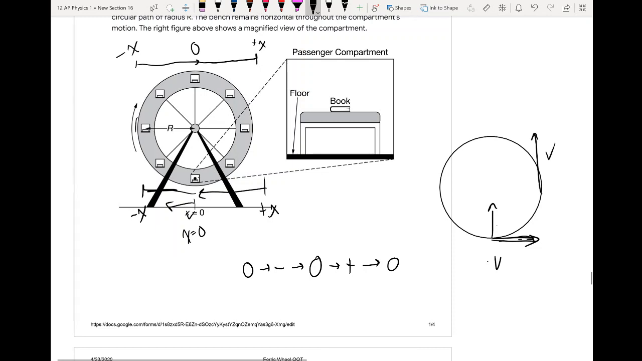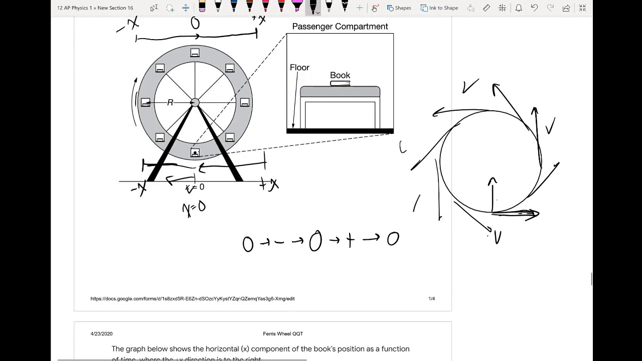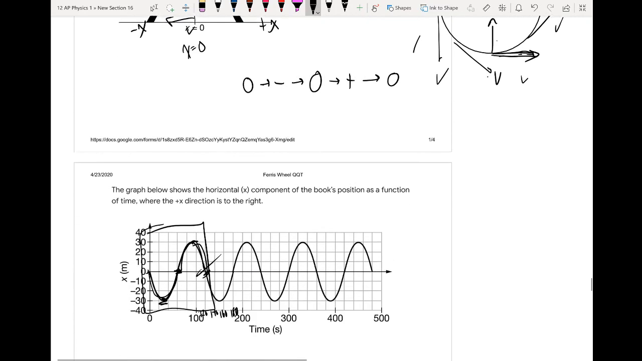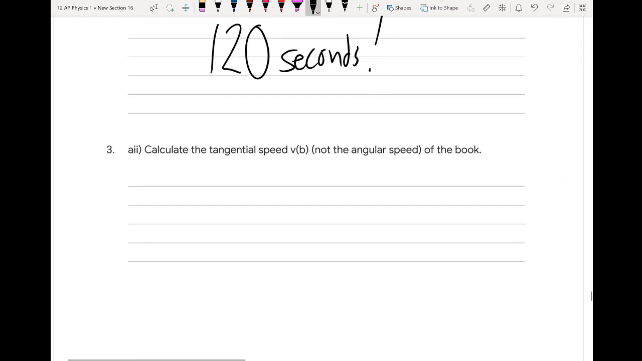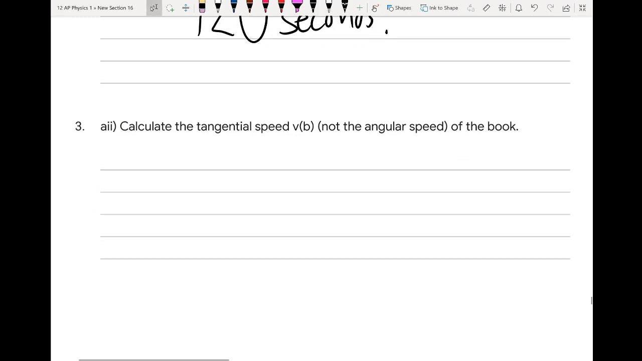So at each of these spots, we have this tangential velocity, a velocity that is tangential to the circular path, meaning that there's one point of that line that contacts the circle. So our velocity, we want to just know, what's its speed? How fast is it going? So we know that velocity, or speed, is just equal to distance over time.